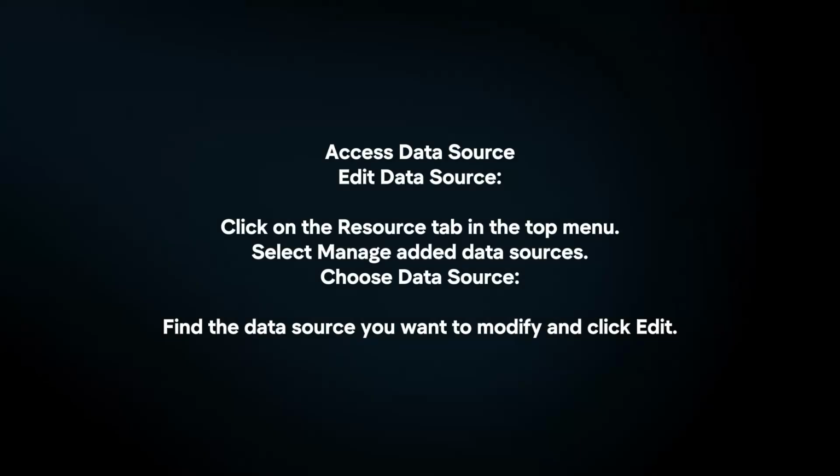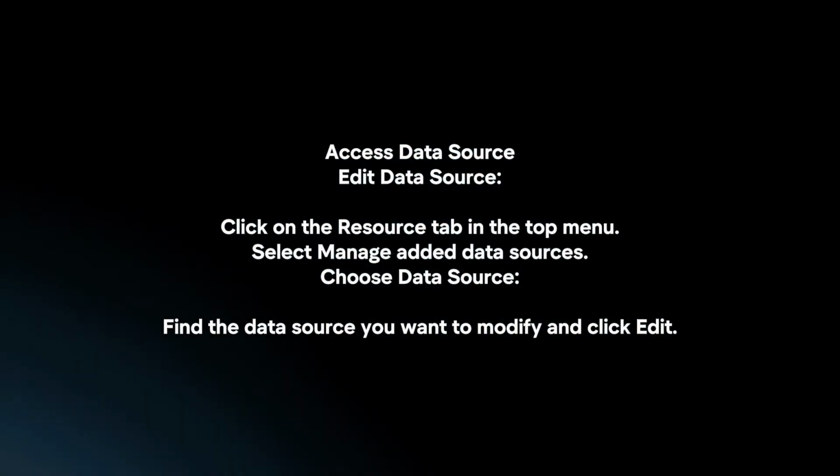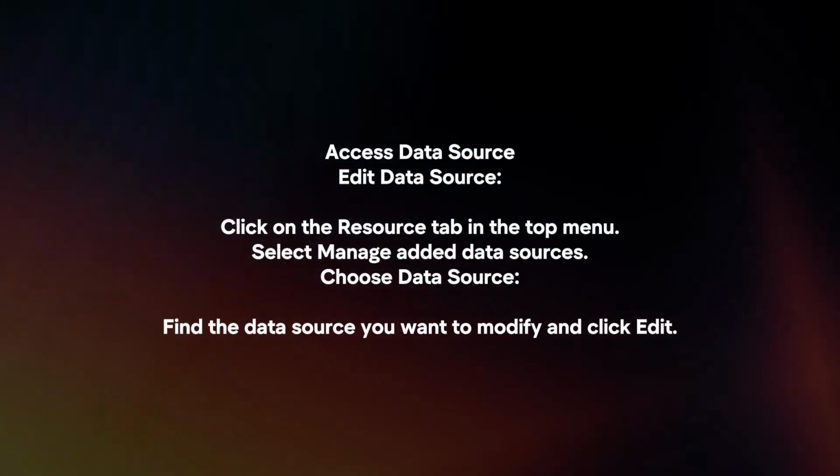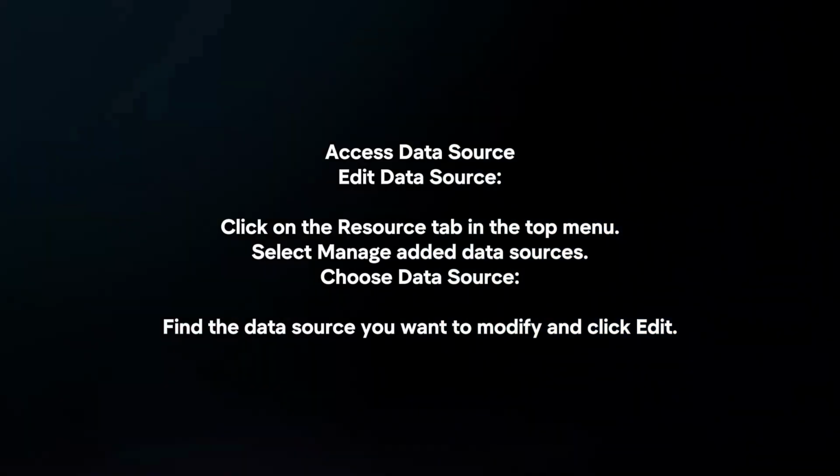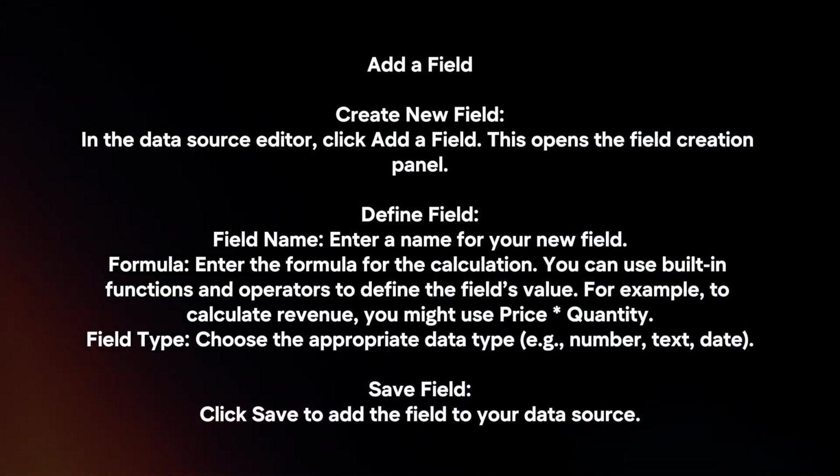Click on the Resource tab in the top menu. Select Manage, Edit Data Sources. Choose the data source: find the data source you want to modify and click Edit. Add the field: create new field.